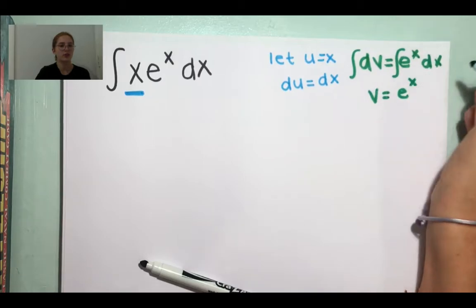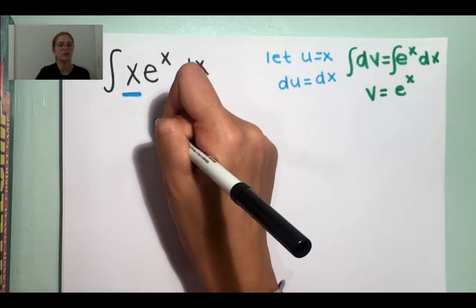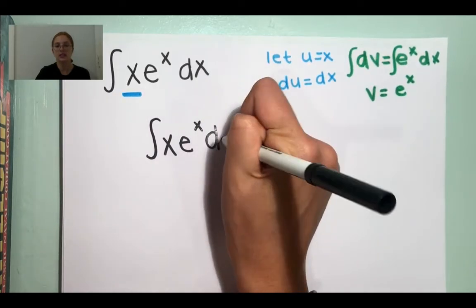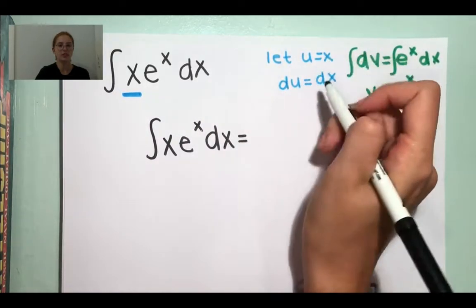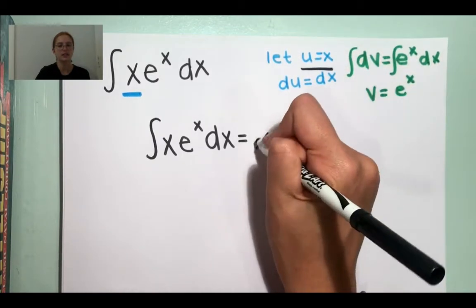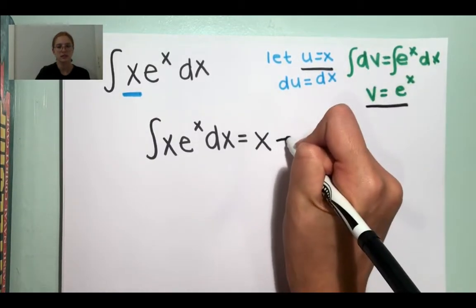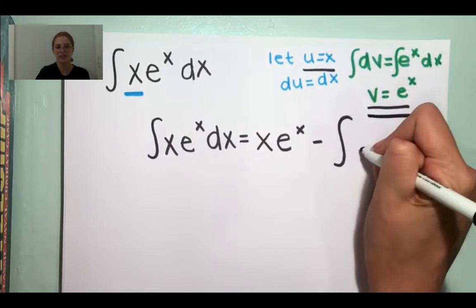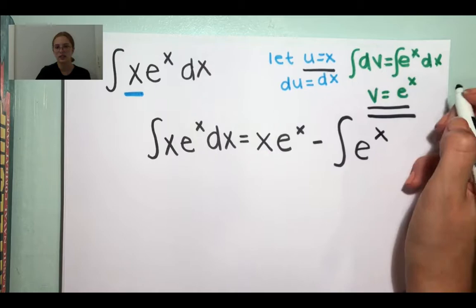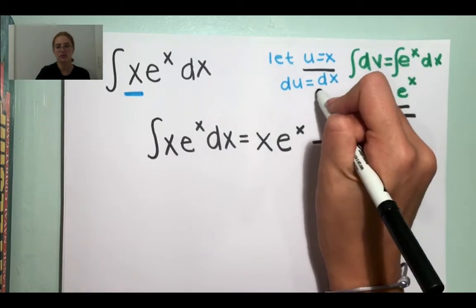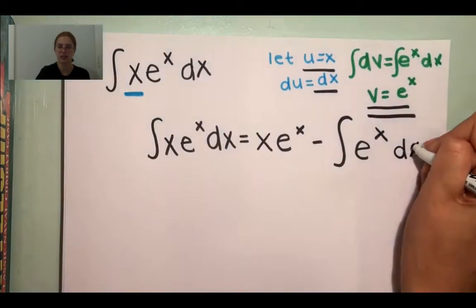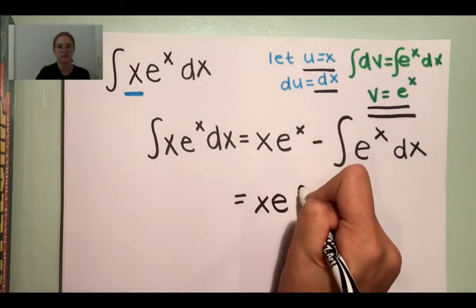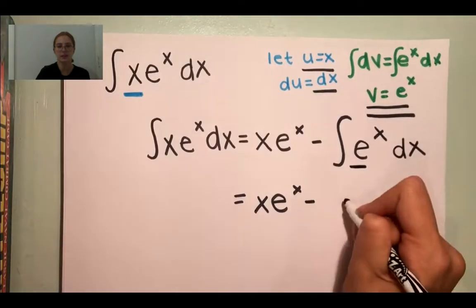Now that we have our u and our v, we just follow the formula for integration by parts. The integral of x e to the x dx equals u times v, which is x times e to the x, minus the integral of v du, which is e to the x dx. So we carry down our x e to the x, minus the integral of e to the x. The integral of e to the x is e to the x, and we add our plus c.